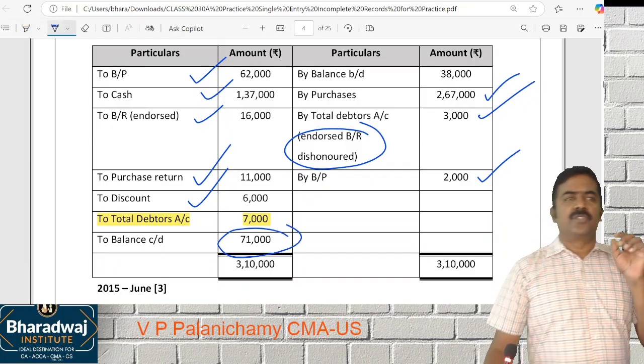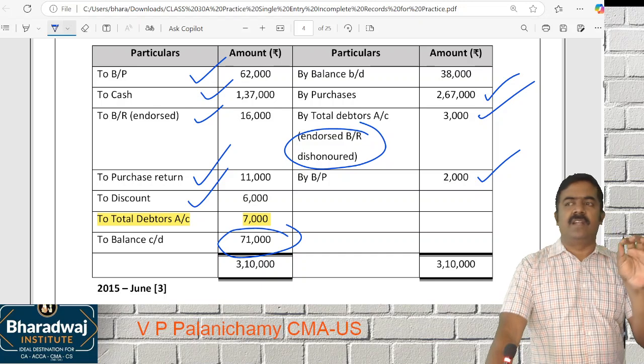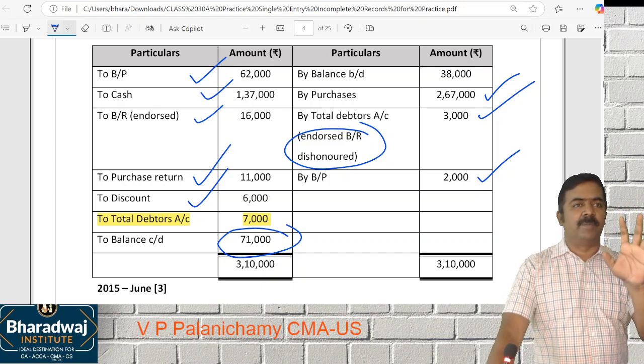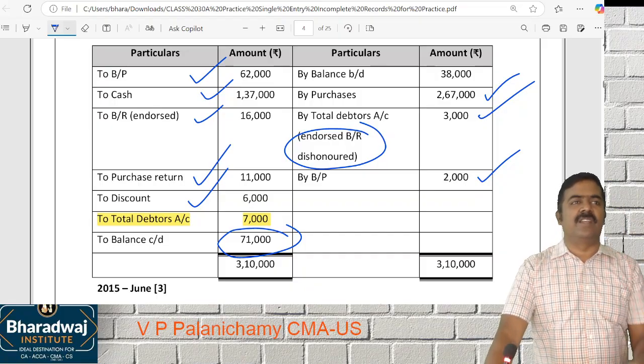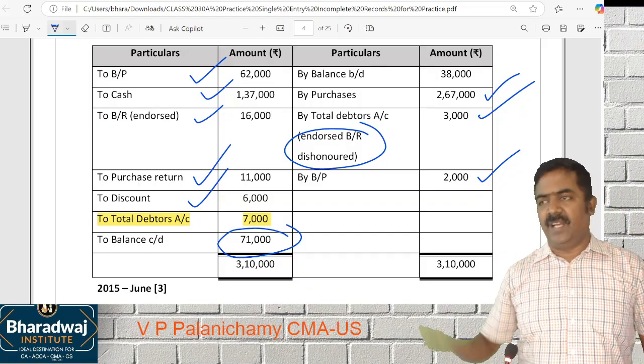Closing balance. So from this you should understand, if there is a problem in preparing a ledger or a single entry, try to pass a journal entry, then post, then automatically you will be able to do. Any doubt in this question?